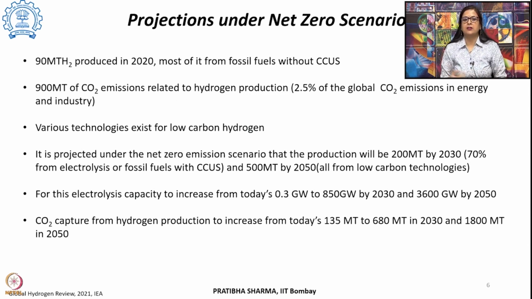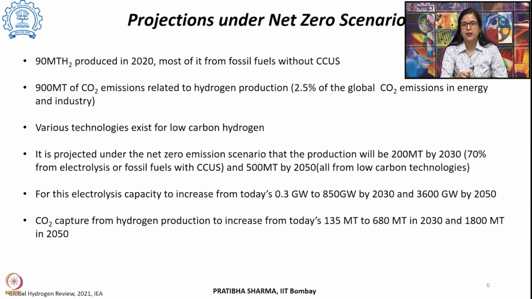Now, there are various technologies which exist for low carbon hydrogen production, like production from water using either thermochemical cycles or from electrolysis, or it can be produced from fossil fuel plants with CCUS or from biomass gasification. But the current status is only 30 kilotons of hydrogen is being produced from water electrolysis, and there are about 16 fossil fuel plants which have carbon capture, use and sequestration, producing 0.7 million tons of hydrogen in these plants.